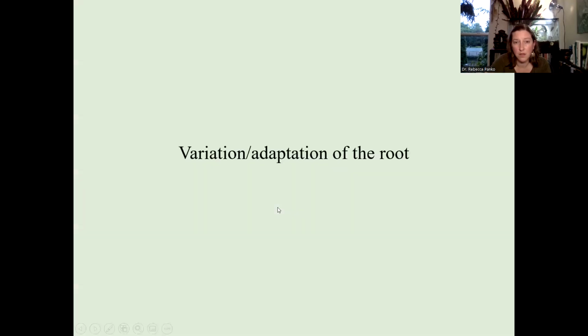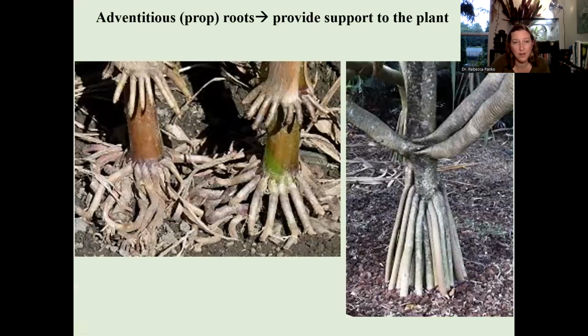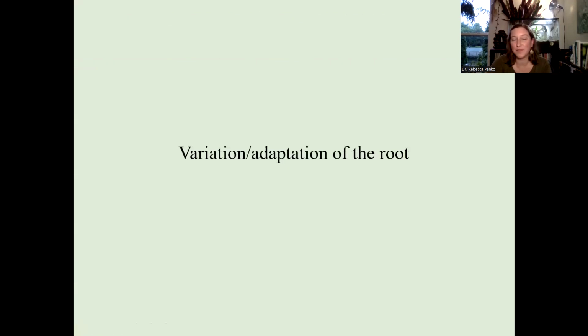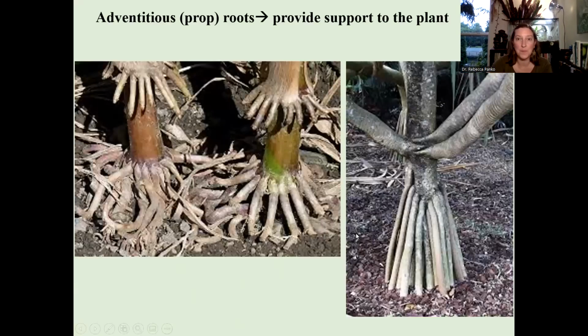And yay, this is the last part. Different types of variation that allow the plants to live in different places with the root. Okay. Adventitious roots, or prop roots, are roots that allow the plant to have better support. So for example, on the left here, this is corn. So this is a corn stem. And off of that corn stem, these roots will come out.